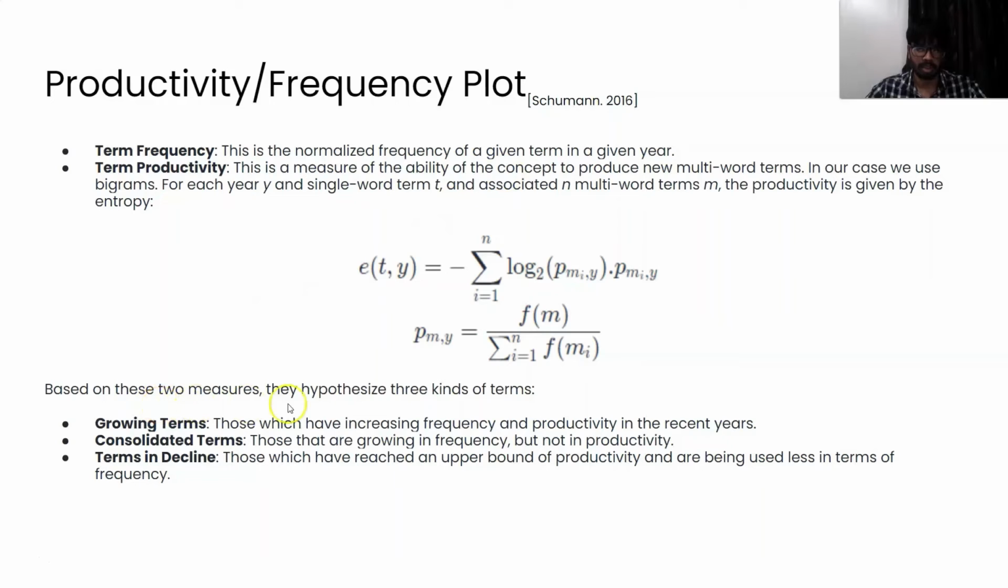And based on these 2 measures, we hypothesize 3 kinds of terms: growing terms, consolidated terms, and terms in decline. Growing terms have increasing frequency and productivity. Consolidated terms increase in frequency but not productivity, and declining terms have an upper bound for productivity, but they've started to reduce in frequency.